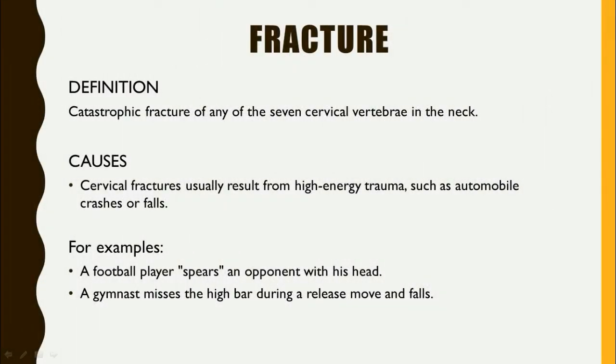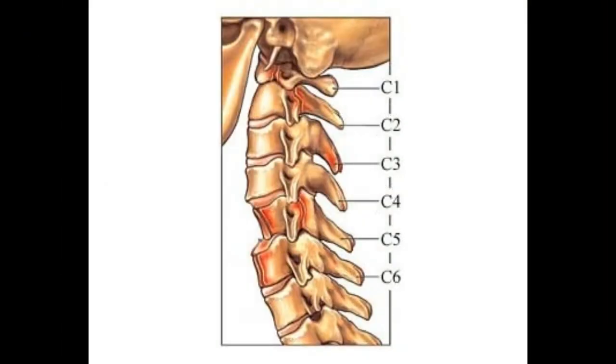Lastly is fracture. The definition of fracture is a catastrophic fracture of any of the 7 cervical vertebrae in the neck. Cervical fractures usually result from high energy trauma such as automobile crashes or falls. For example, a football player spears an opponent with his head. Other than that, a gymnast misses the high bar during a release move and falls. The anatomy of fracture.